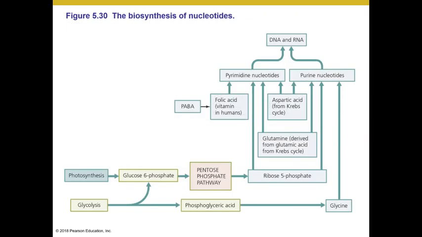Nucleotides, building blocks of DNA and RNA, come from glycolysis and Krebs cycle intermediates plus nitrogen bases. If nucleotide synthesis is blocked, cells can't divide. Pharmacology tip: some antiviral and cancer drugs block nucleotide biosynthesis, stopping replication of viruses or rapidly dividing cells.